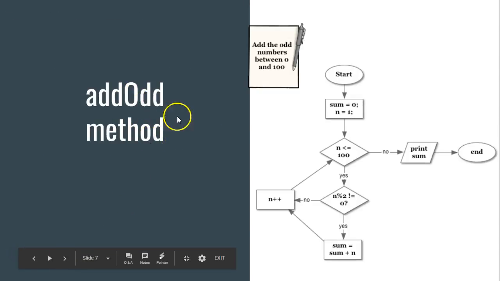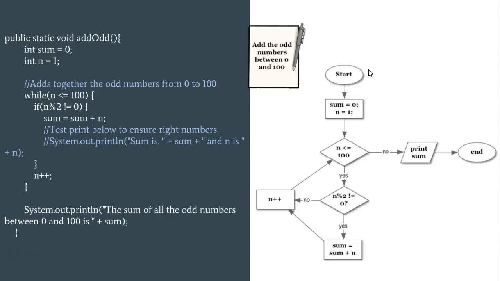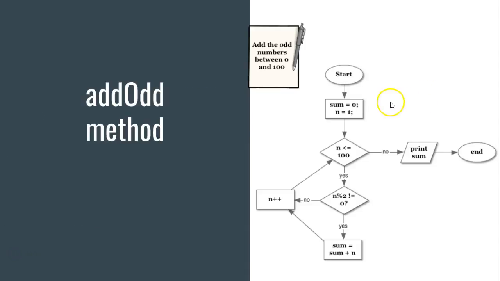So the next one is the add odd method. For this one, I start, and then, whoops, I moved slides again. So in my flowchart, I start, and then I declare my variables. Then I have my decision diamond. So is n less than or equal to 100? Because again, I only want to add the numbers between 0 and 100.